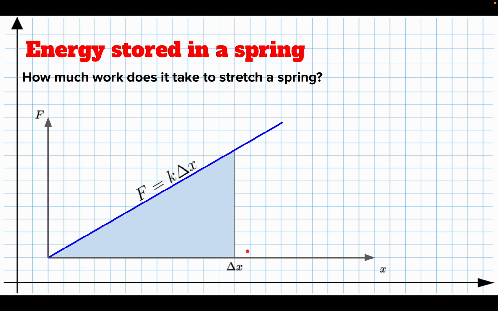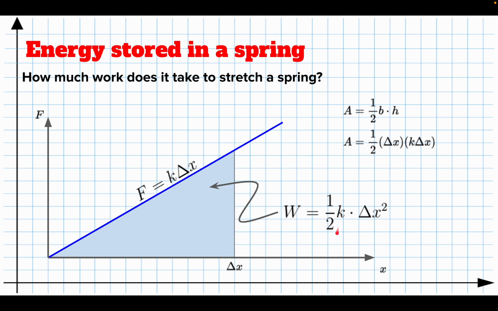So if I want to find the area under the graph here, which is the work I would have to do to stretch the spring, I've got to find the area of a triangle, which is 1/2 the base times the height. In this case, the base is delta x. The height is the force, which is k times delta x. And so the area is really 1/2 times the base times the height, which I can write like this. The work is 1/2 k times delta x squared.